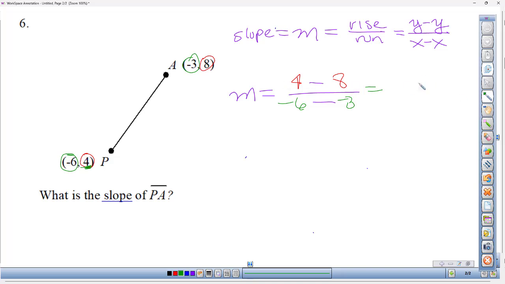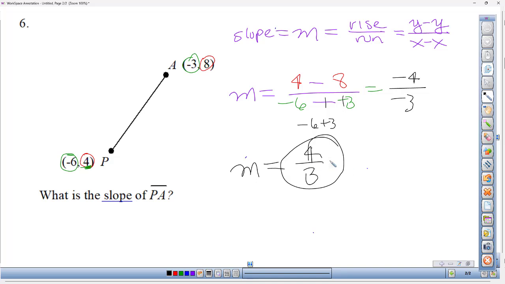So 4 take away 8, be careful, that comes out to be negative 4. And negative 6 minus negative 3, minus minus turns into plus plus. So what would negative 6 plus 3 come out to be? That would be negative 3. And should I leave a negative divided by a negative? Heck no. What is a negative divided by a negative? It's positive. Make sure that you change it to a positive if you're dividing two negatives. And that would be the slope. And after all, isn't this thing going uphill? Wouldn't we expect it to have a positive slope? And it does.